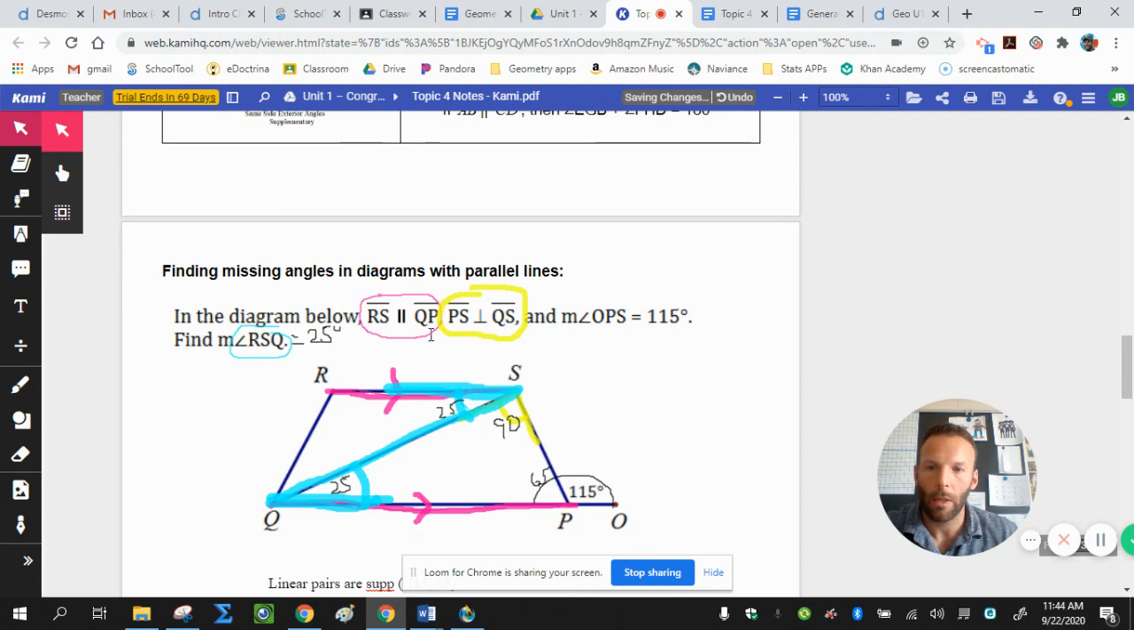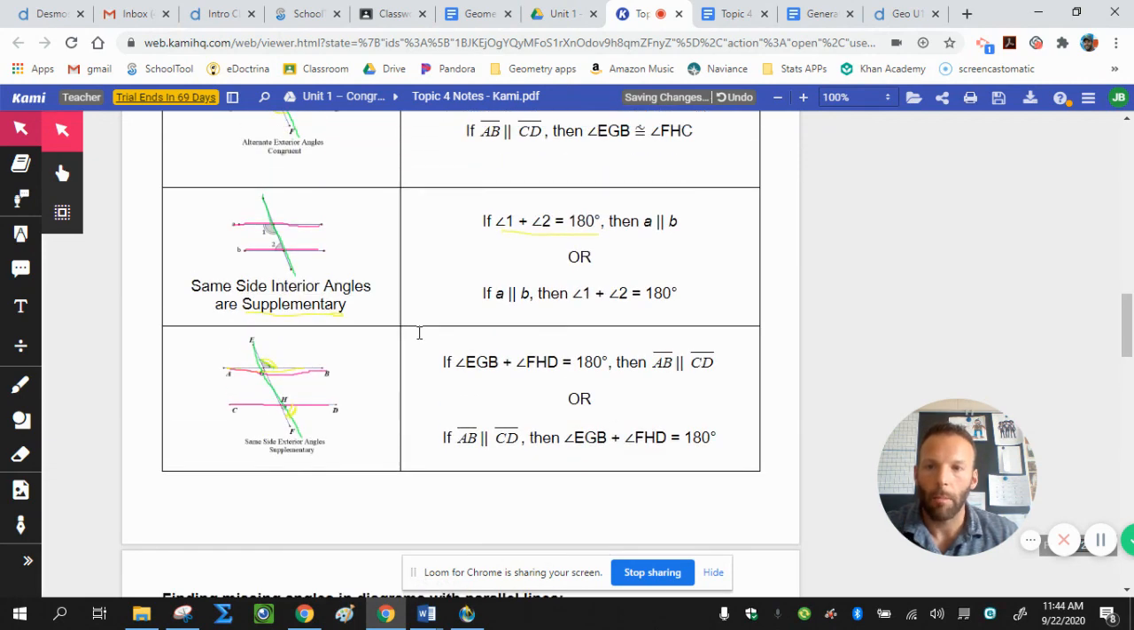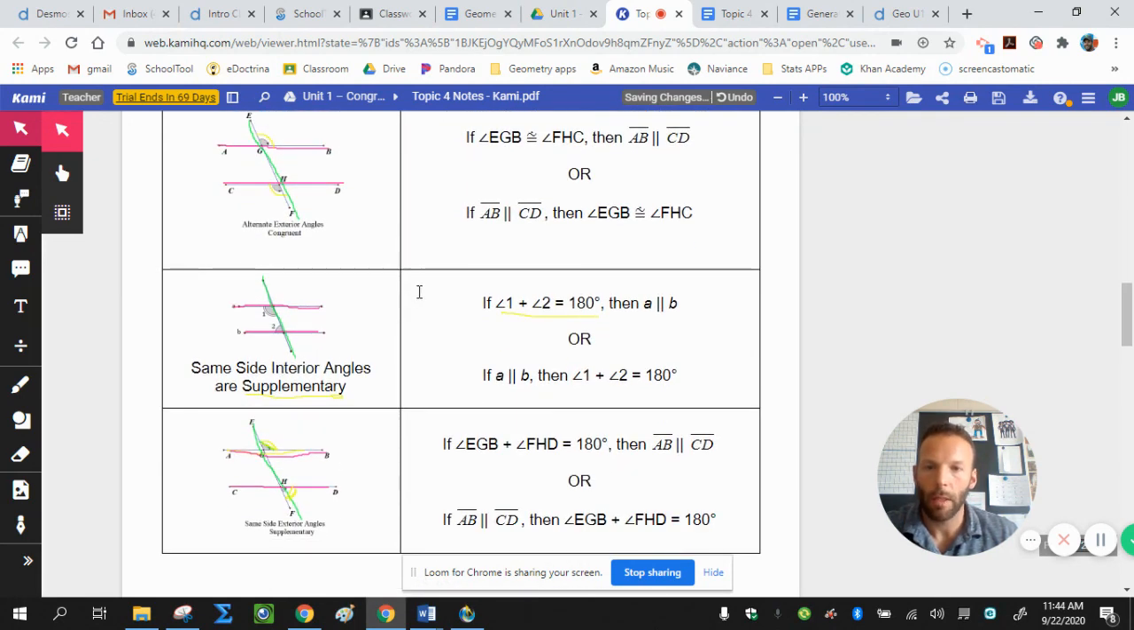So if you recognize or you're told lines are parallel, that means that all of these things must be true. Okay, so you can use that to complete the first two activities from Desmos in both number 1 and number 2 for topic 4.